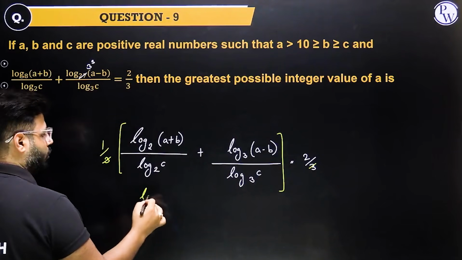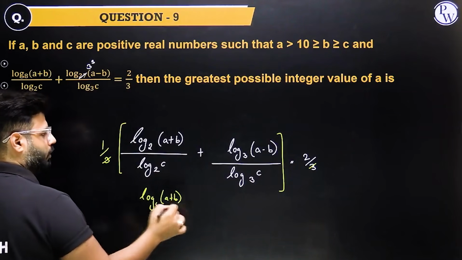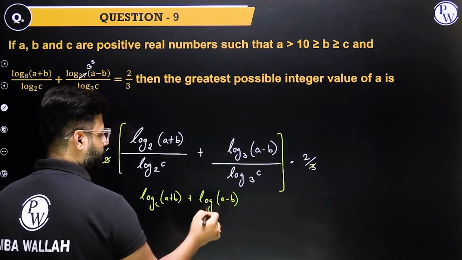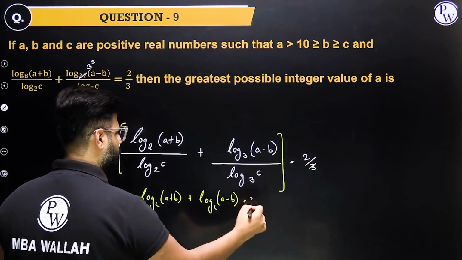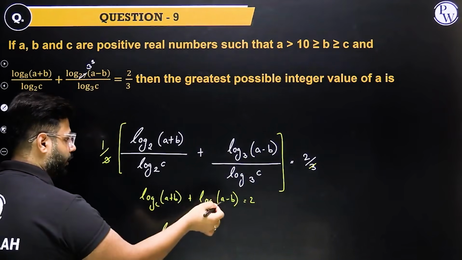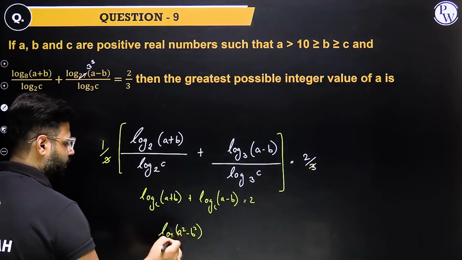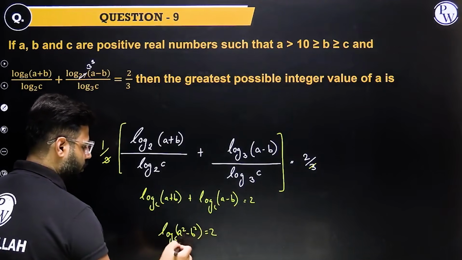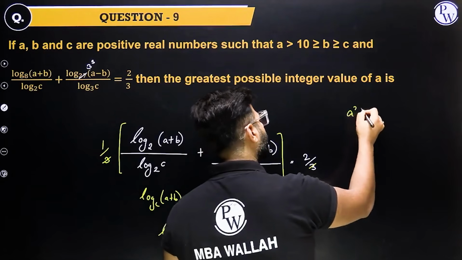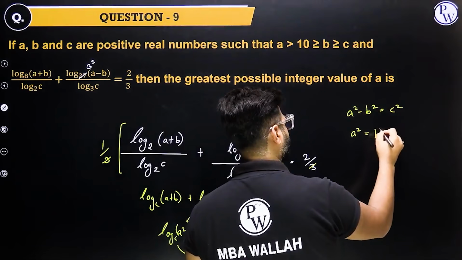And now what I have is log A plus B base C, same base gone, plus log of A minus B base C, same base gone, equals to 2. Identity: log m plus log n, that is log mn, this into this becomes A square minus B square base C equals to 2. So C to the power 2 equals to this. Eventually you get A square minus B square equals to C square, or A square comes out to be B square plus C square.